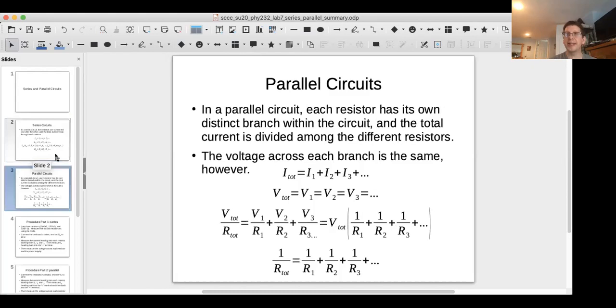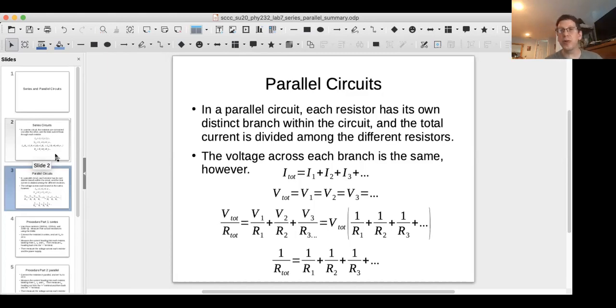In parallel circuits, the current does branch out. It splits into different directions, and so the total current is the sum of the currents through each branch. However, the voltage across each branch is the same. And so applying Ohm's law to the I total equation, you get V total over R total is equal to V1 over R1 plus V2 over R2 plus V3 over R3. But again, it's the same voltage across each branch.